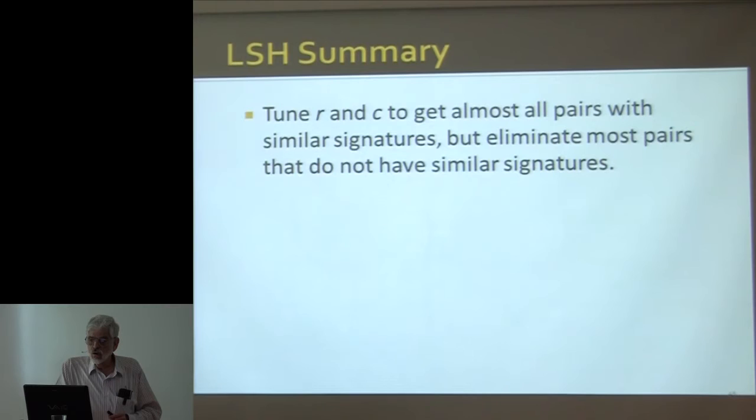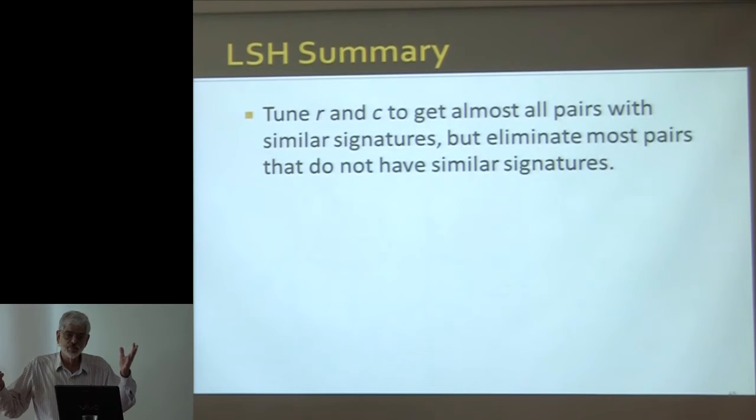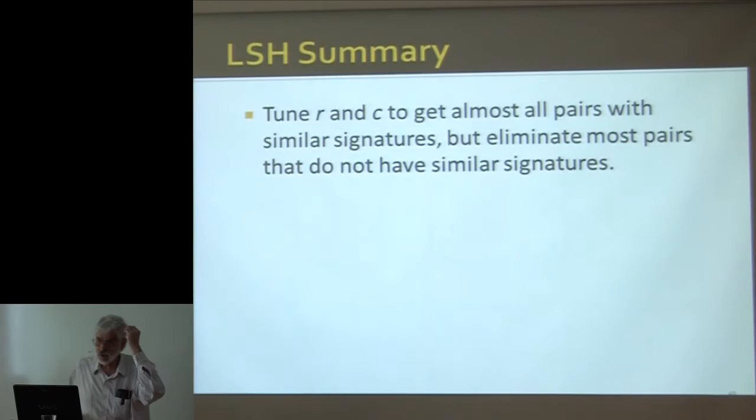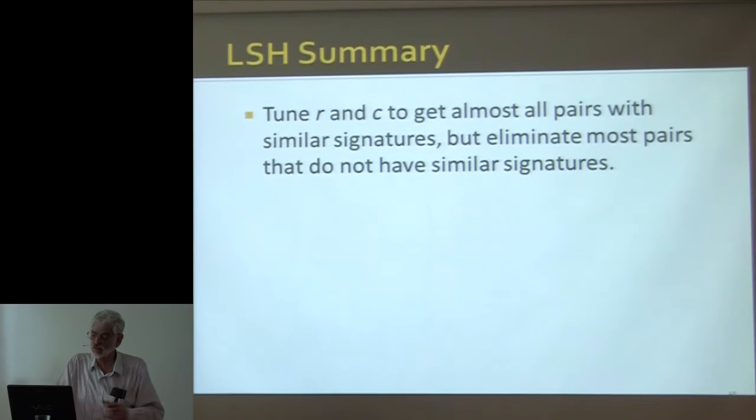Okay, so let me just try to summarize. Again, you have R times B fixed. You want to pick R and B so that you get the right threshold. And in the original papers on the subject, they do the math as to what the real number of false positives and false negatives are, but this is what you really need to do.